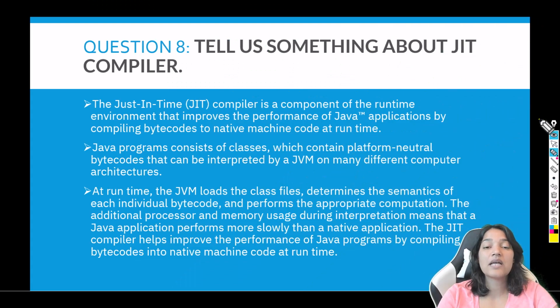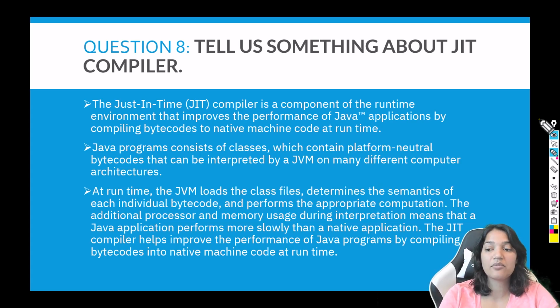The question is, tell us something about JIT compiler. What is this JIT compiler? JIT compiler is a just-in-time compiler. It is very important because it increases the performance of a Java program during runtime because it converts the bytecode directly into the machine understandable native code. And because of that, it increases the performance of our Java programs. Java programs run fast. So let's understand some theory about it.